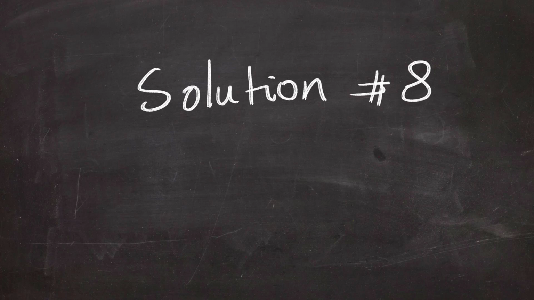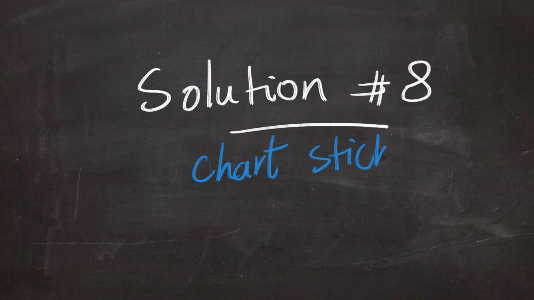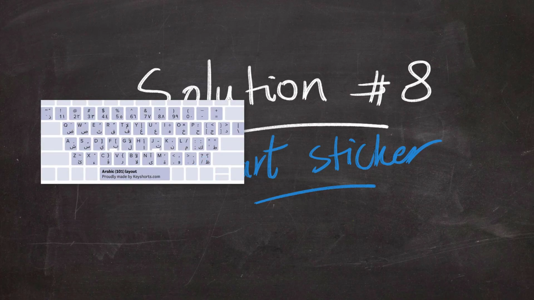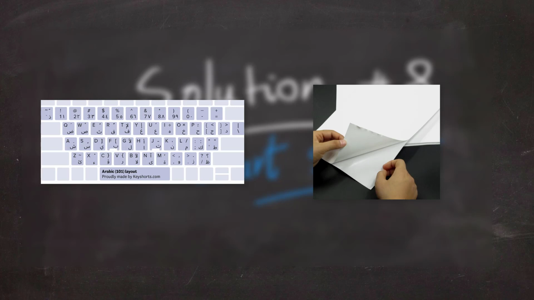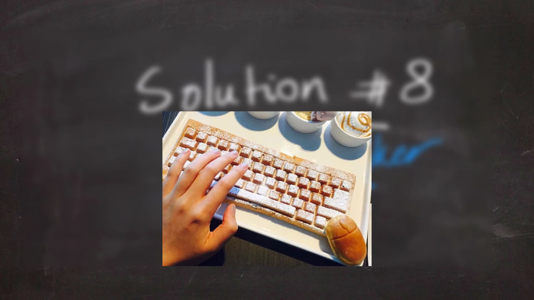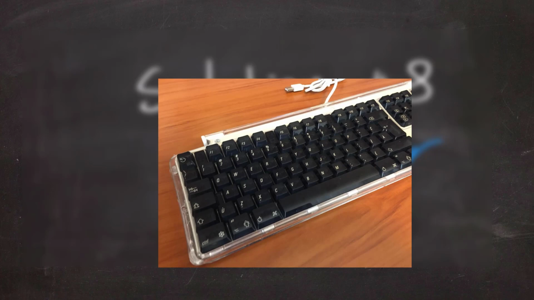Solution number 8. A chart sticker. If you don't like the previous solutions and you can't or you don't want to buy a new keyboard, then this and the next solutions are for you. You can simply print the keyboard chart that we talked about at the beginning of the video on a sticker printing paper. Once you do that, then you can stick it on your keyboard. Be careful not to use it on an expensive keyboard, otherwise if you remove the stickers, it could leave the keyboard sticky afterwards. So I suggest using it on an old or just a cheap keyboard.